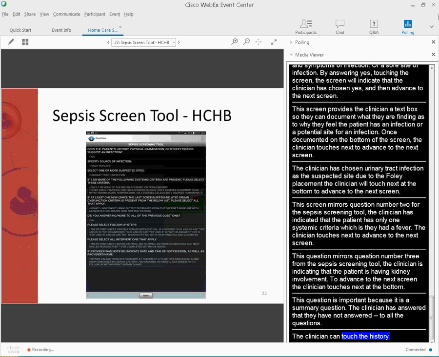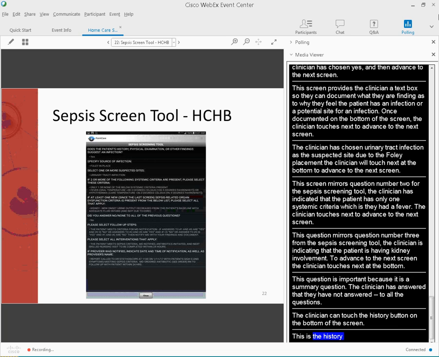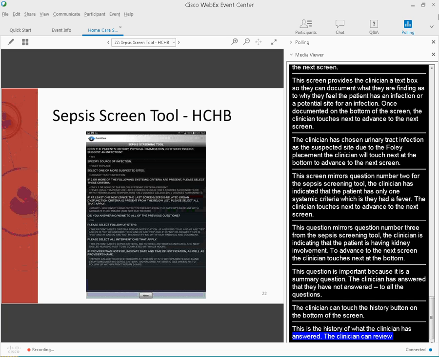This is the history of what the clinician has answered. The clinician can review the answers and then touch close to return to the screen tool.